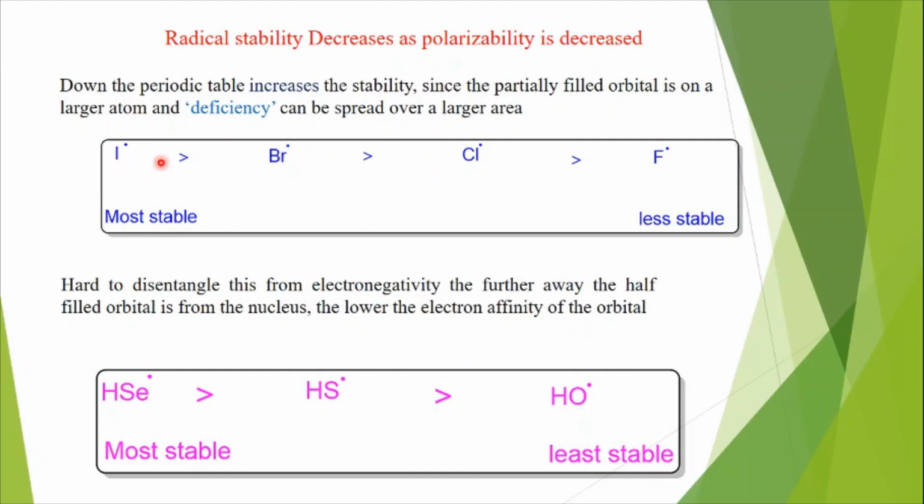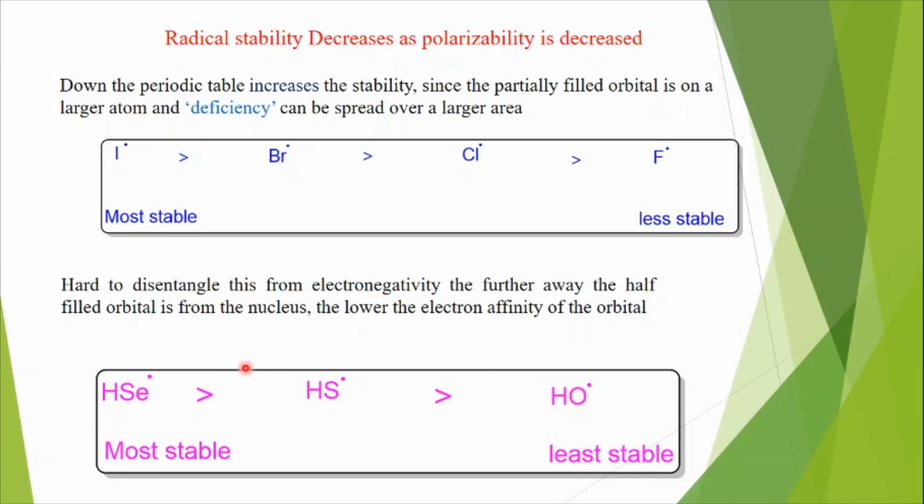In halides, iodine is more stable than bromine, than chlorine, than fluorine. So this is the decreasing order of stability. Fluorine is the less stable radical, and iodine is more stable. Another example is HSe, SH, selenol, thiol, and this hydroxy.